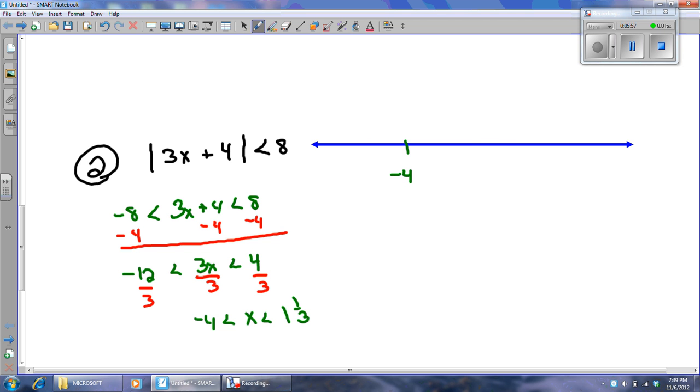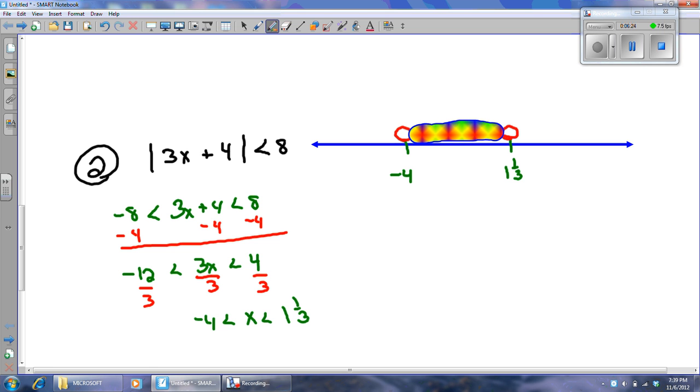So I'll put negative 4 on, I will put 1 and 1/3 on. I know they're both going to be open points. Now, I need my x values to be in between those two. So, my picture will show the x values being in between. I'm going to shade everything in between.